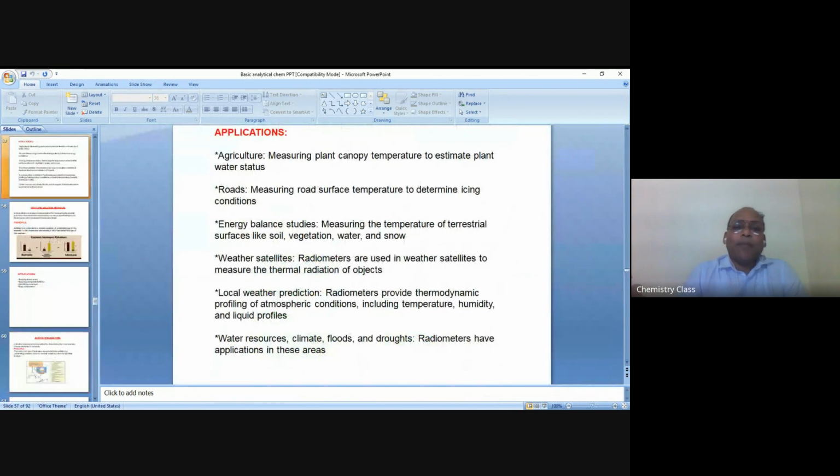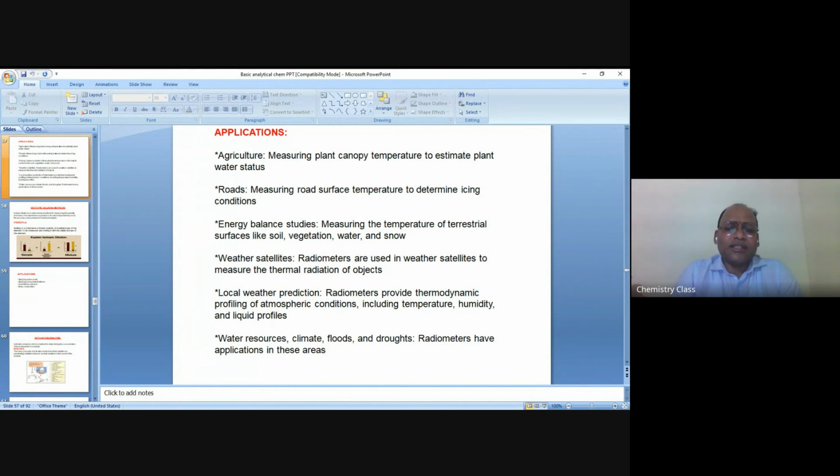Then we will go to the applications. Agriculture: measuring plant canopy temperature and estimating plant water status. Roads: measuring road surface temperature to determine icing conditions. Energy balance studies: measuring the temperature of a terrestrial surface like soil, vegetation, water, and snow. Weather satellites: radiometers are used to measure the thermal radiation of objects. Local weather predictions: radiometers provide thermodynamic profiling of atmospheric conditions, including temperature, humidity, and liquid profile.